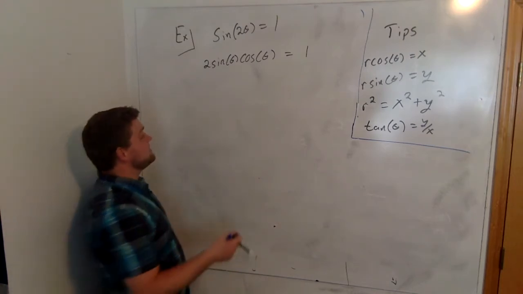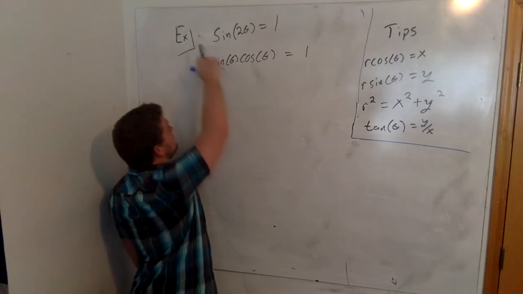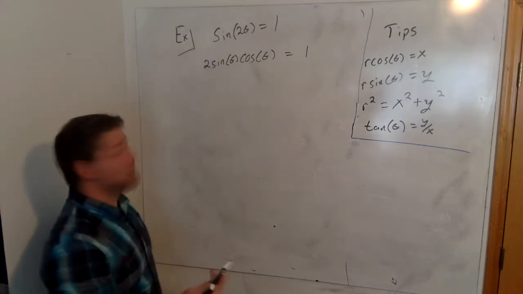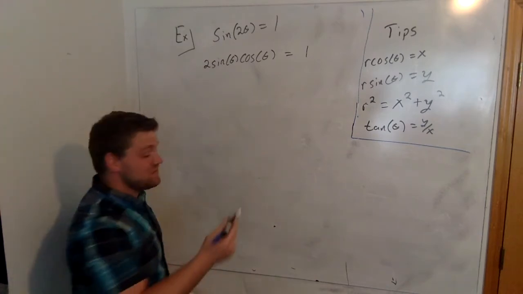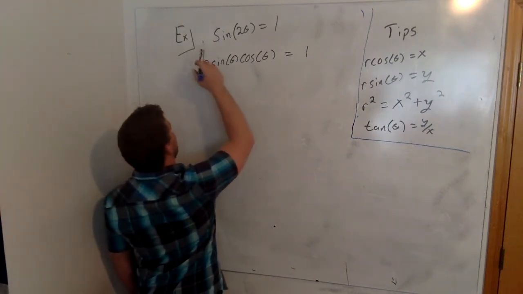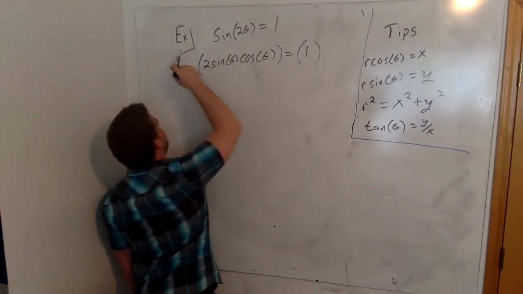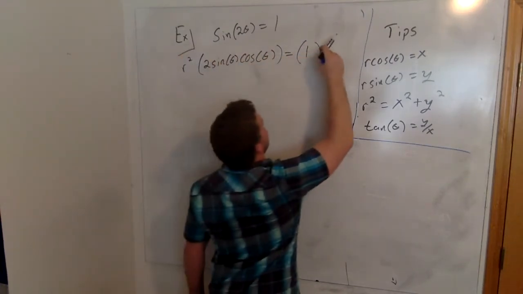At least what I'm noticing here in this situation, it'd be nice if I had an r sine of theta and an r cosine of theta. So I think I want to multiply both sides of this equation with 2 copies of r. What if we multiply both sides by r squared?